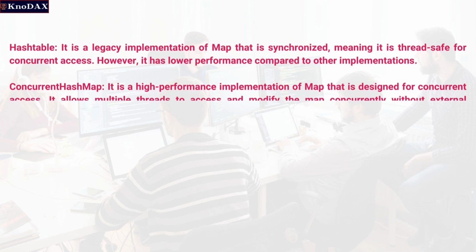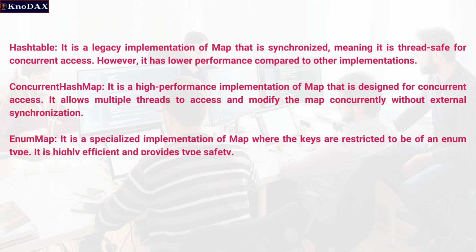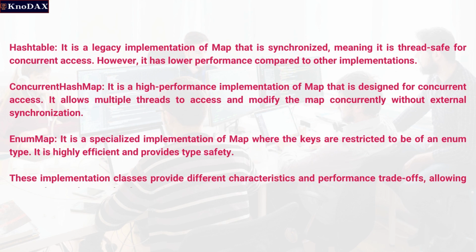Hashtable. It is a legacy implementation of map that is synchronized, meaning it is thread-safe for concurrent access. However, it has lower performance compared to other implementations. ConcurrentHashMap. It is a high-performance implementation of map that is designed for concurrent access. It allows multiple threads to access and modify the map concurrently without external synchronization. EnumMap. It is a specialized implementation of map where the keys are restricted to be of an enum type. It is highly efficient and provides type safety.